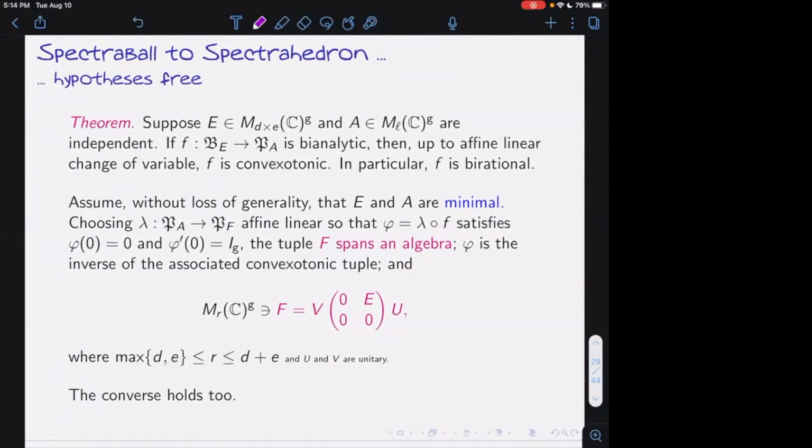Okay, so if you look, here's a case: you're looking for a bianalytic map from a spectral ball, BE, to a spectrahedron, PA. So those are convexitonic, and in particular they are automatically birational. And there's a bit more that you can say.